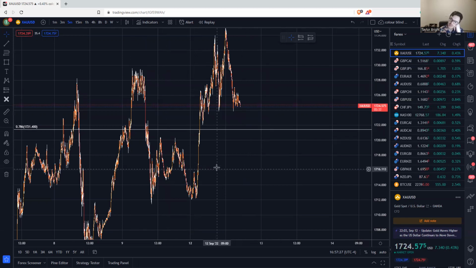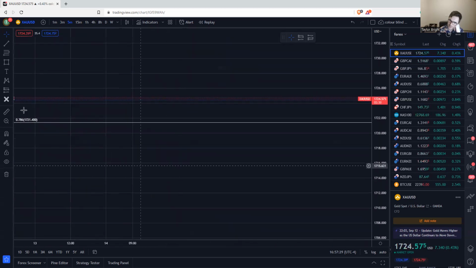Now, I've just cleared my screen, and we will very, very quickly touch on break and retests and why they're important and the various types you're looking for. So I'm just going to draw a box on my screen.